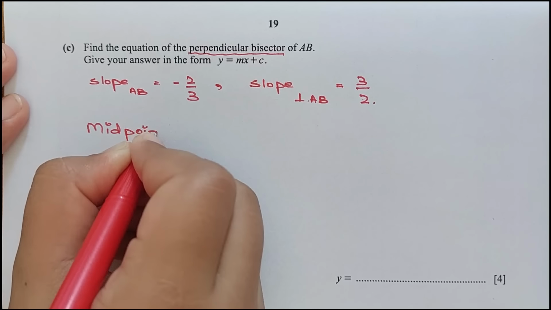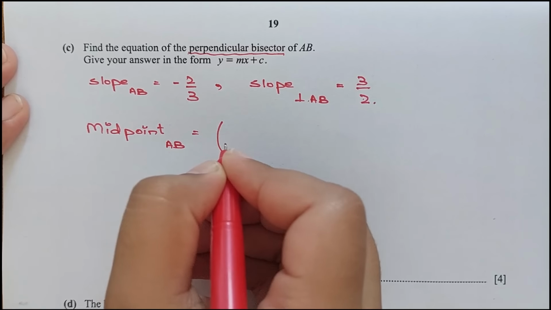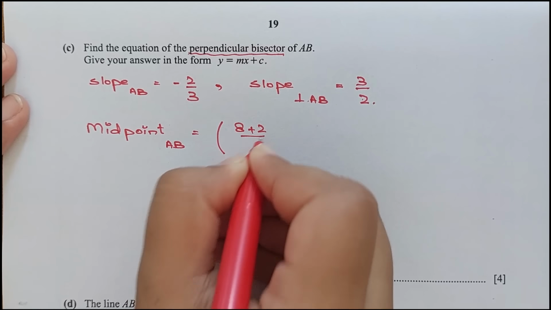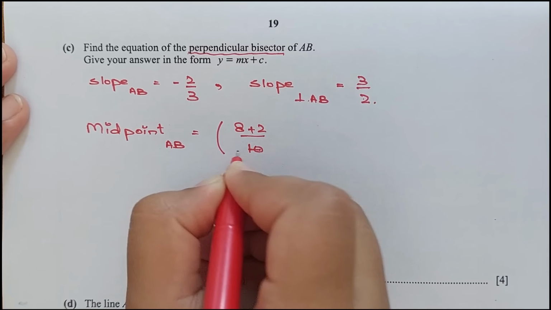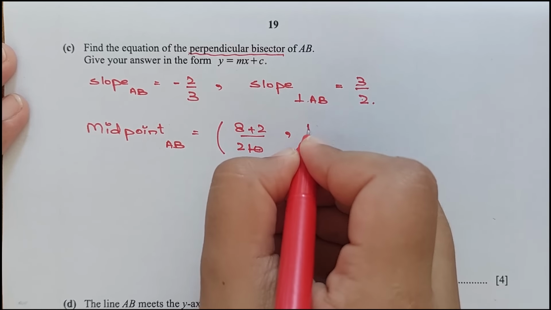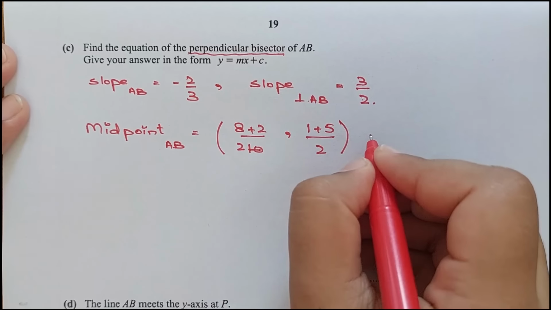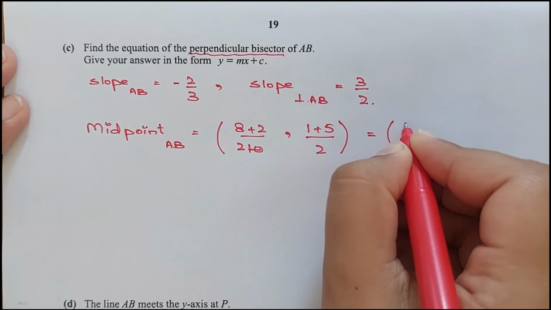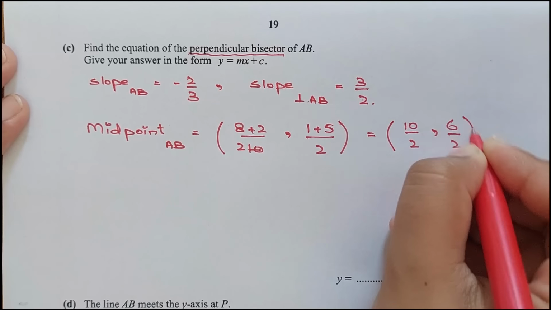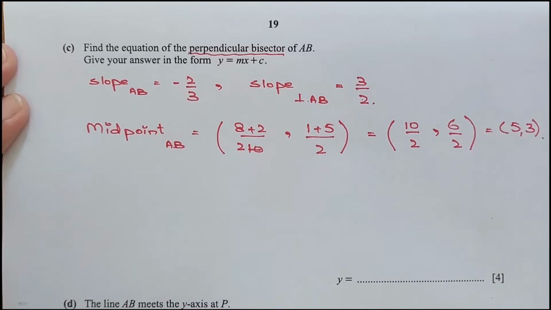The midpoint of AB: adding the x components and dividing by 2. The x components are 8 and 2. And adding the y components, which are 1 and 5, and dividing by 2, we will get the midpoint. So 8 plus 2 is 10 by 2 and 6 by 2. 2 times 5 is 10, 2 times 3 is 6. 5 and 3 is the midpoint.